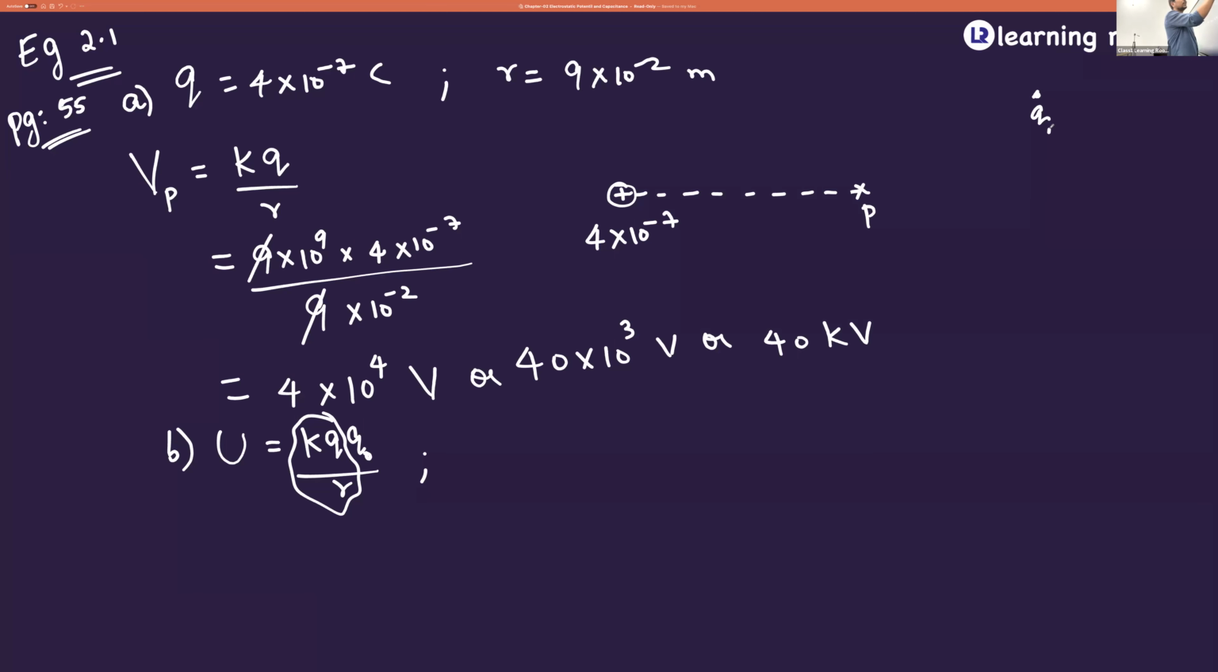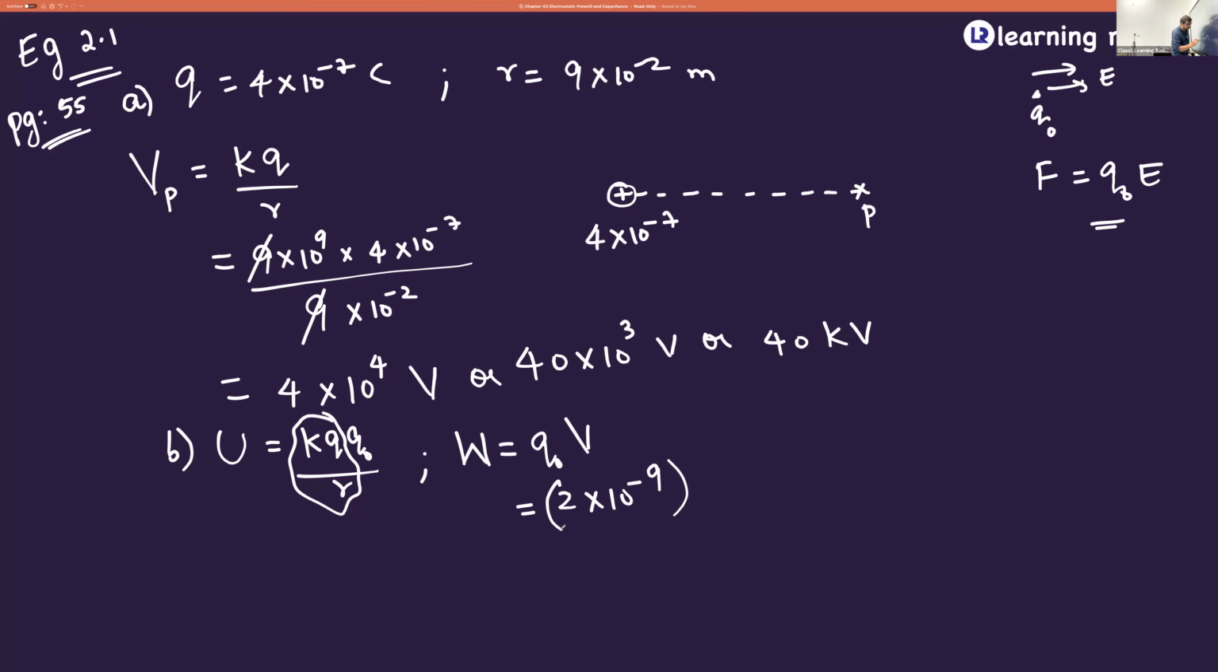It is like this. You know that there is a charge Q naught placed in the presence of an electric field E. Then when they ask you the force, you write F is equal to Q naught into E. In a similar way, work done will be equal to Q naught into V. So here, work done will be equal to Q naught into V. What is the value of Q naught? 2 into 10 power minus 9, into the value of V, 4 into 10 power 4. So how much is the answer going to be? 8 into 10 power minus 5 joule.